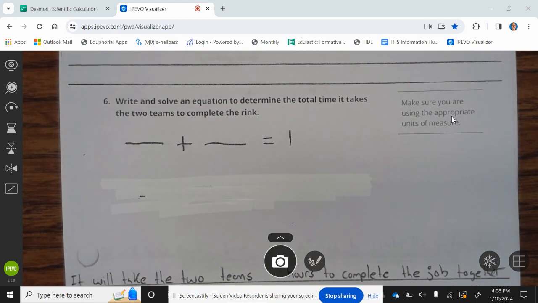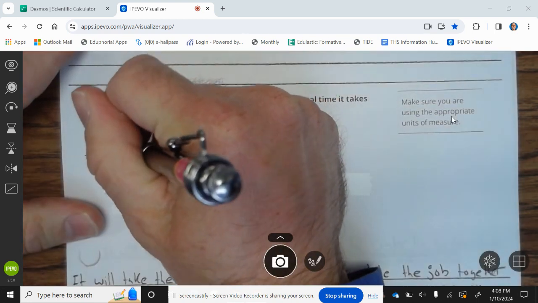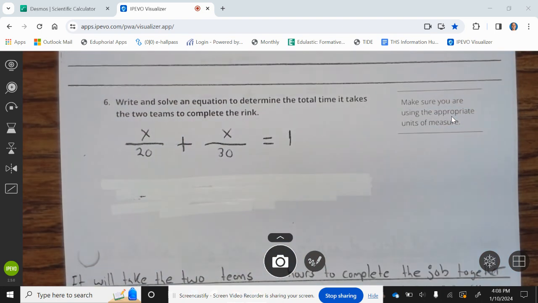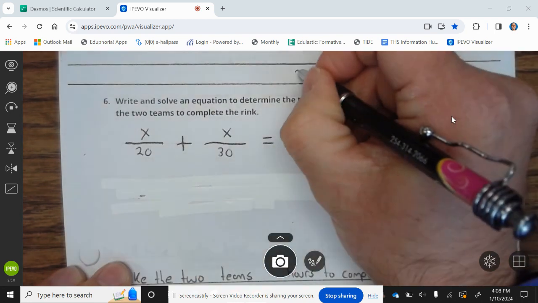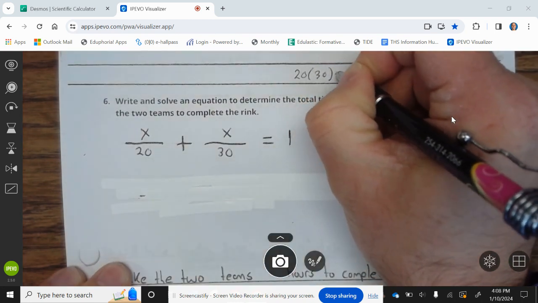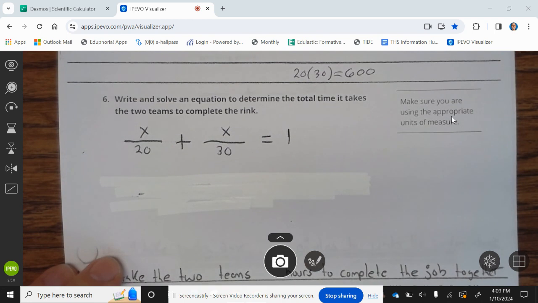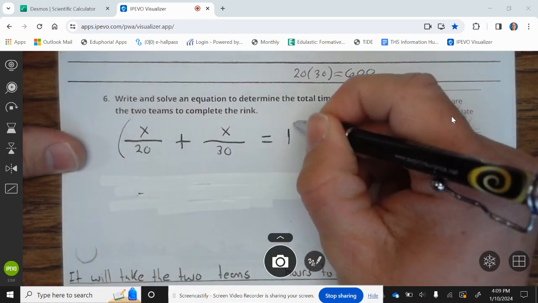All right, so our equation is X divided by 20 plus X divided by 30 equals 1. Now we need to multiply everything by the common denominator. The easy way to find the common denominator is to multiply the denominators together. So 20 times 30 equals 600. So we're going to multiply everything by 600.